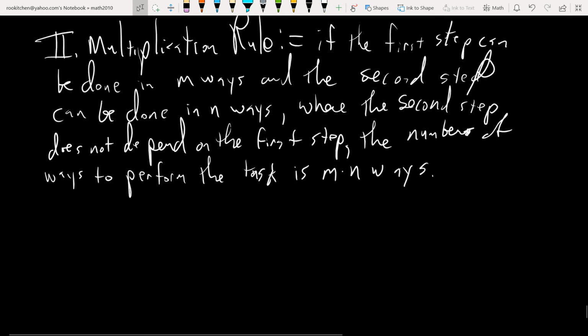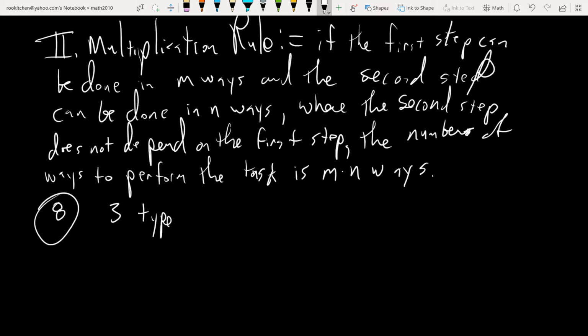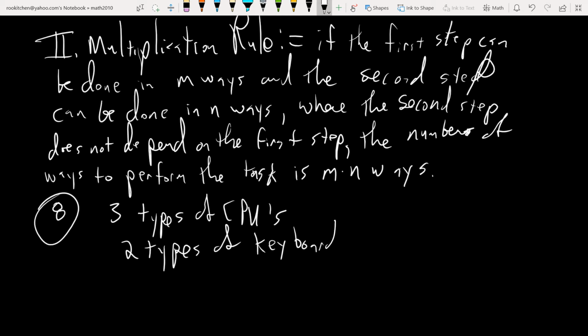Okay, and then that applies to multiple steps. Like if you have 5 different steps, you can just multiply the number of ways to do each step by each other and you get your answer. Okay, so first off, let's look at number 8. And basically we have a computer store. You're going to like Best Buy or something. I don't know where people buy computers anymore, but the 3 types of CPUs to choose from, and then you got 2 types of keyboards, and then you got 2 types of printers.